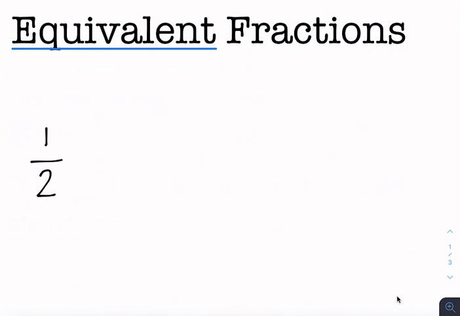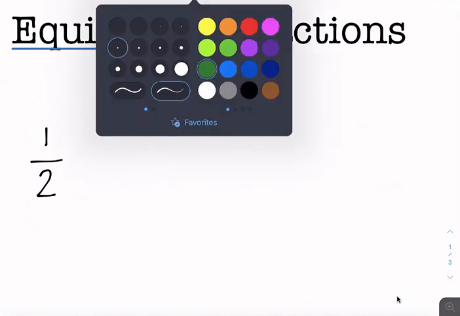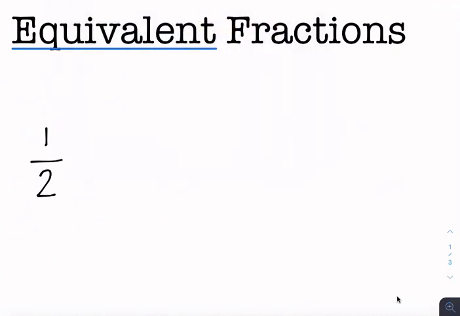Right, today we're going to talk about equivalent fractions. And when you see that word equivalent, what I want you to think is that they have the same value. So when we're talking about equivalent fractions, we want to think of fractions that have the same value.